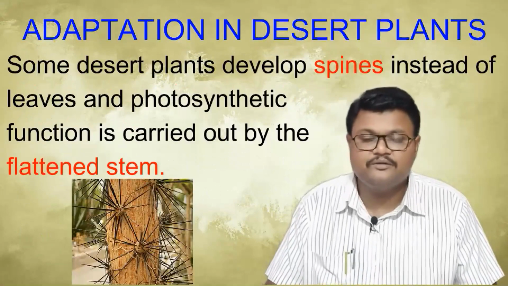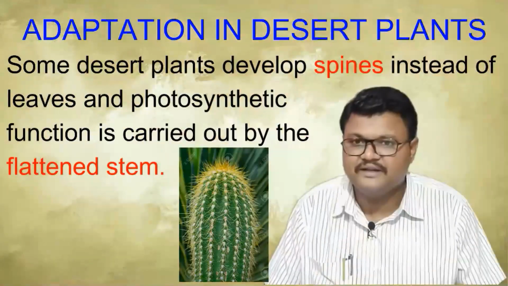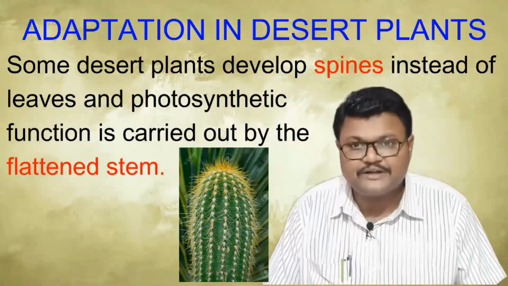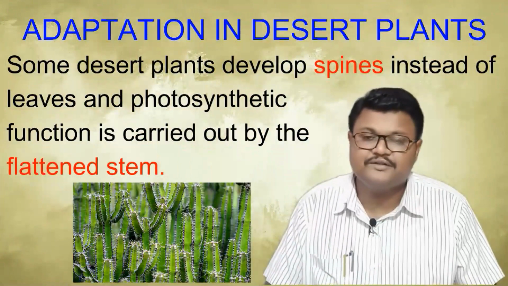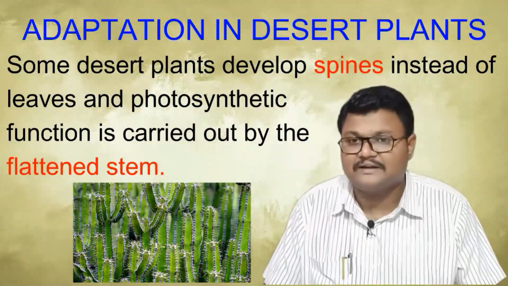And adaptation number 3 in the case of desert plants: some of the plants have spines, spicules or thorns instead of leaves, so that they can get protected from herbivores, and the photosynthesis takes place through the flattened stem itself.